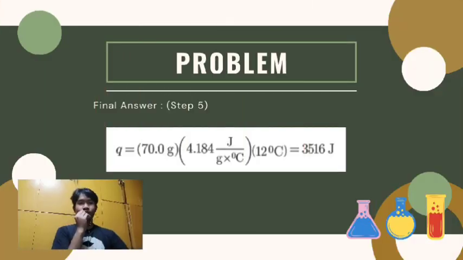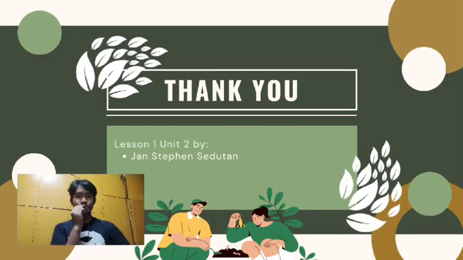Step 5, the final answer. The final answer is 3516 joules. Therefore, the amount of energy required for this process is 3516 joules. And that's all for lesson 1, unit 2. Thank you for listening.